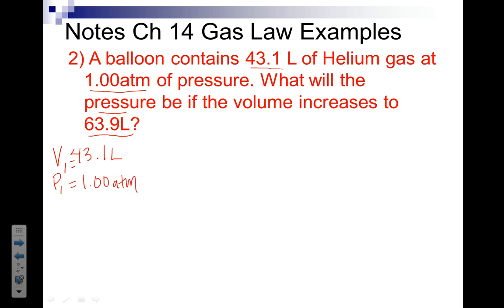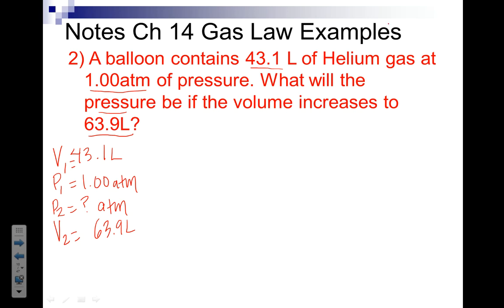Next says what will the pressure be? So you're looking for a new pressure. So P2 is what we're going to call that. Since P1 is in atmospheres, P2 will end up being in atmospheres as well. Always pay close attention to your units, guys and gals. All right, so for the last number here, 63.9 liters. So that's the volume. We're going to call that V2. So 63.9 liters.